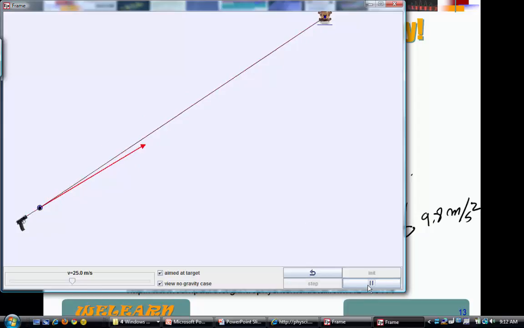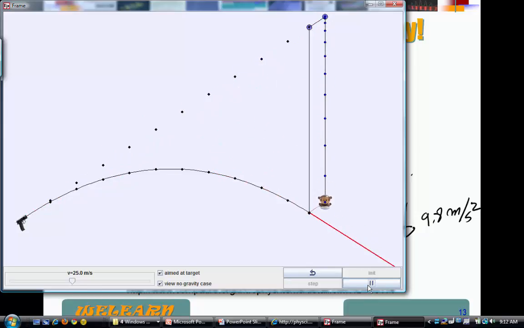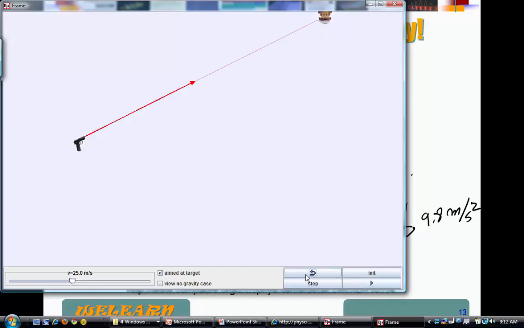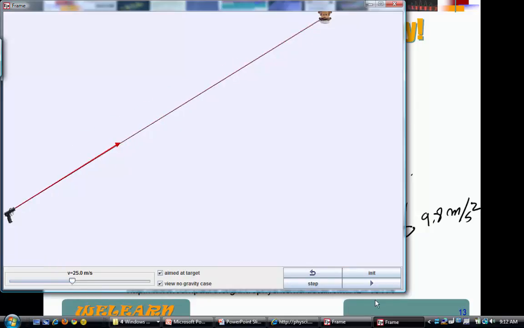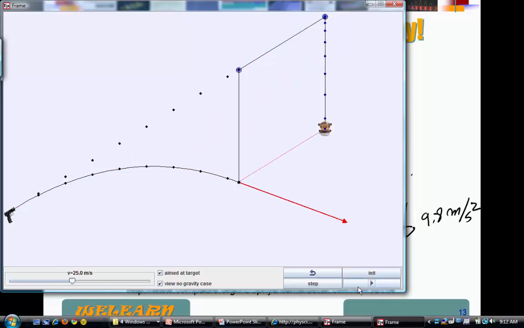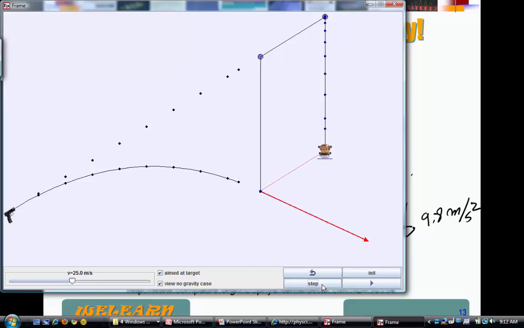Okay. So we repeat it again. Notice here it's showing us that the change in displacement for the bullet is the same. The change in position of the bullet is the same as the change in position of the monkey. Okay? That's what we are seeing.